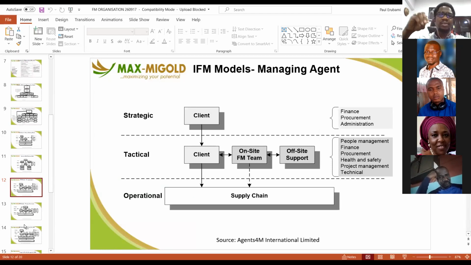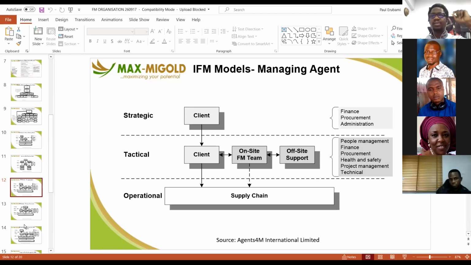If you are running a site where contractors come to provide services here and there, but all the contract holders and supervisors of the various jobs are all in-house, you are holding on to management and you are outsourcing service delivery. That, to us, is not integrated FM outsourcing. That is still the traditional in-house way of doing things.